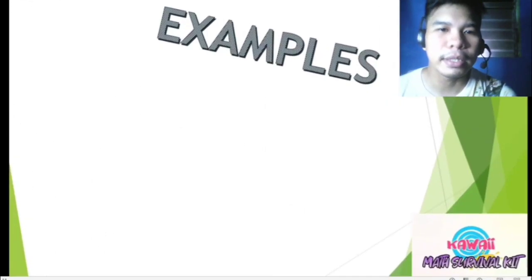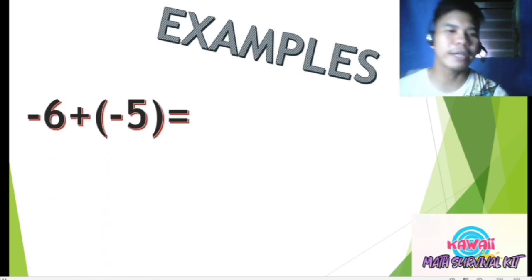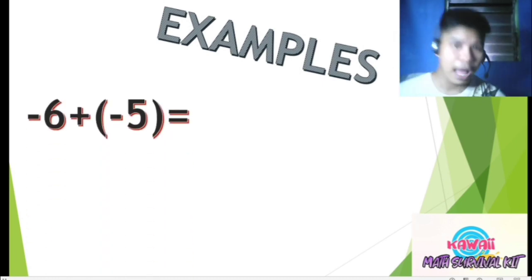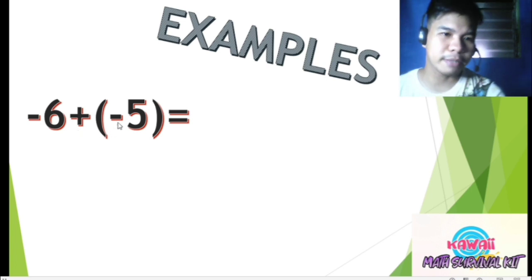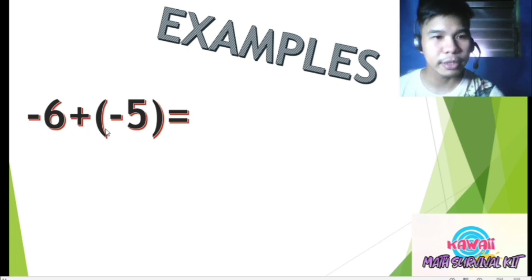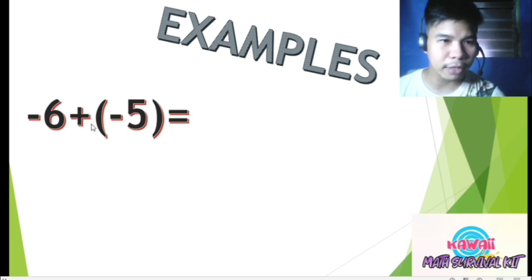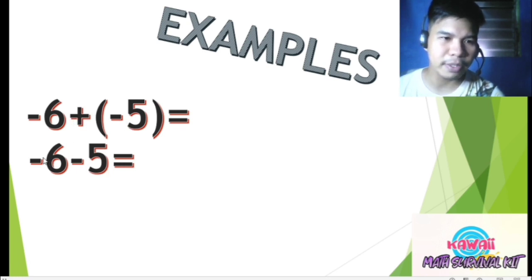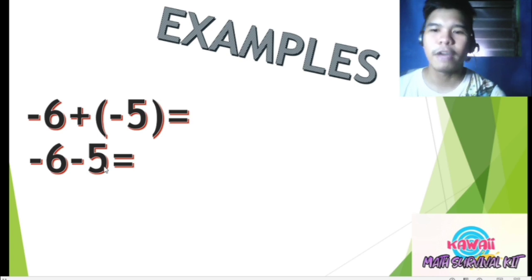Okay, let's have some more examples. How about if we have negative 6 plus negative 5? Again, what we're going to do with this? They are unlike, so that will become negative 5. So you copy first negative 6, and then your answer here, negative 5. So this is now negative 6 minus 5.